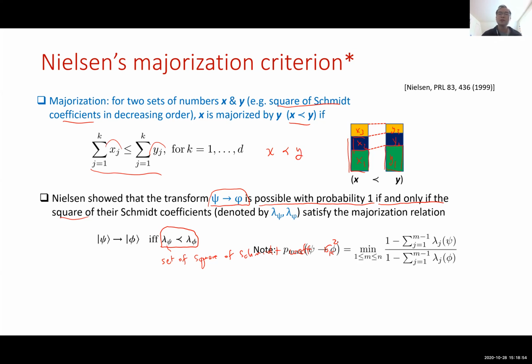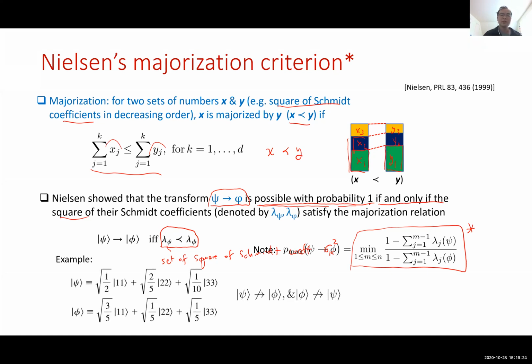Just as a remark, if this does not satisfy, you can still do transformation with some probability, and that probability is related to this, but this is not that important. Just want to mention as a remark that it doesn't say that it's impossible. This condition is just to test whether this is with probability 1.